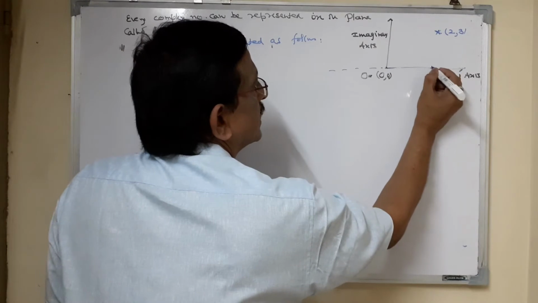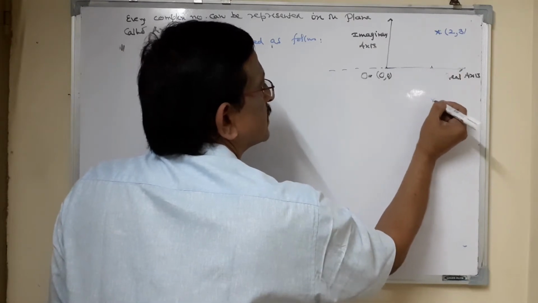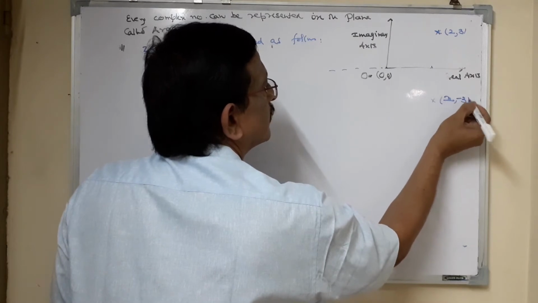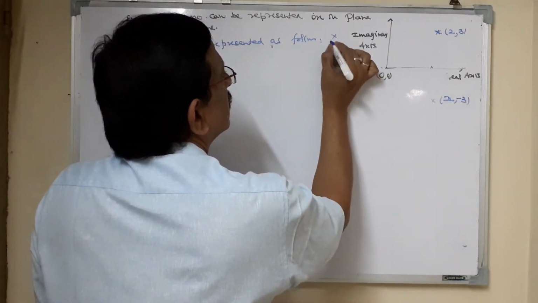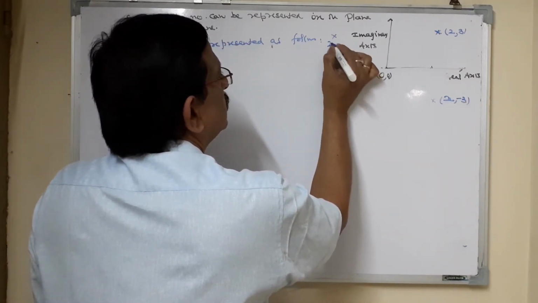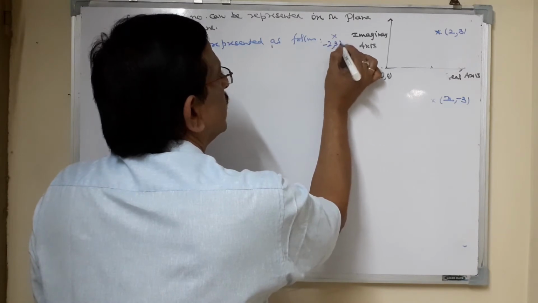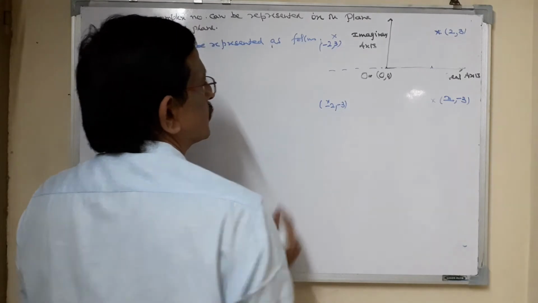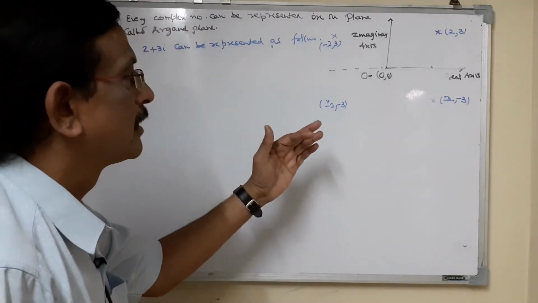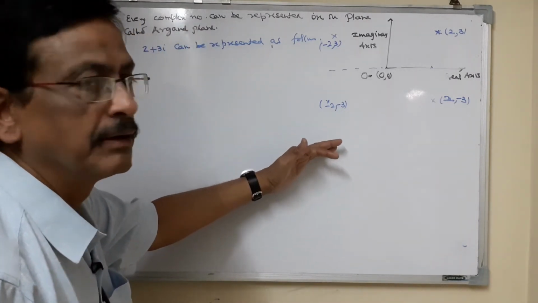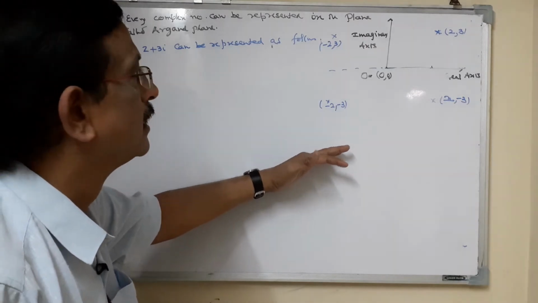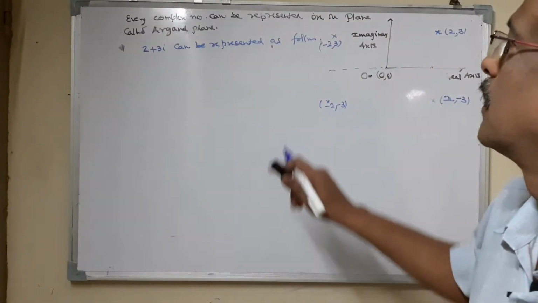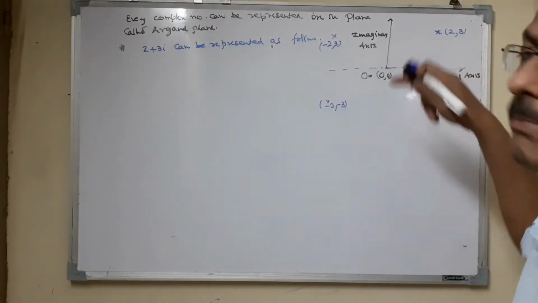Again you can extend it in the same fashion. You can represent (-2, -3), and here (-2, 3), (-2, -3). So in the same way as we have done in a Cartesian plane, we are doing it in the Argand plane. So any complex number can be represented by a point.